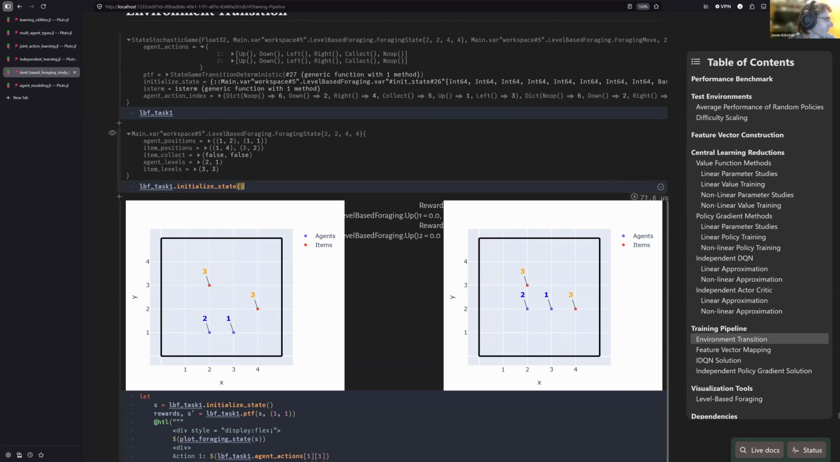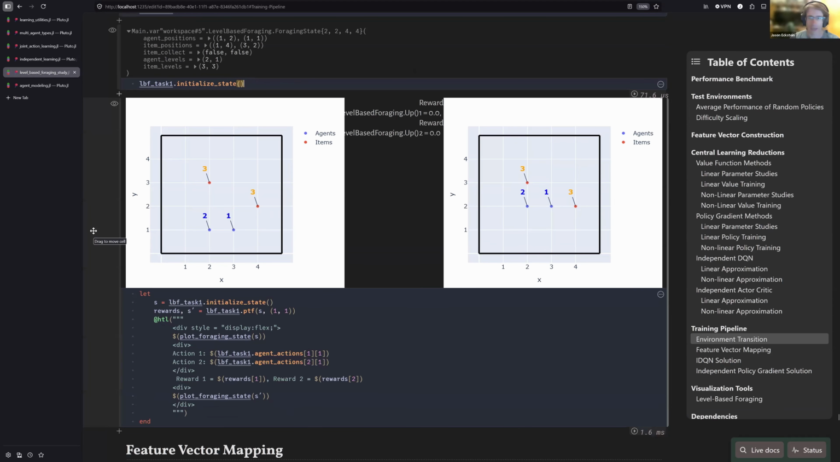So here we have the initial state. Whenever you initialize a state, it'll randomly position the agents and items in the environment. And here I'm showing the transition that occurs. So this is showing an initial state we start with. Then the up action is taken by both agents. They get a reward of 0.